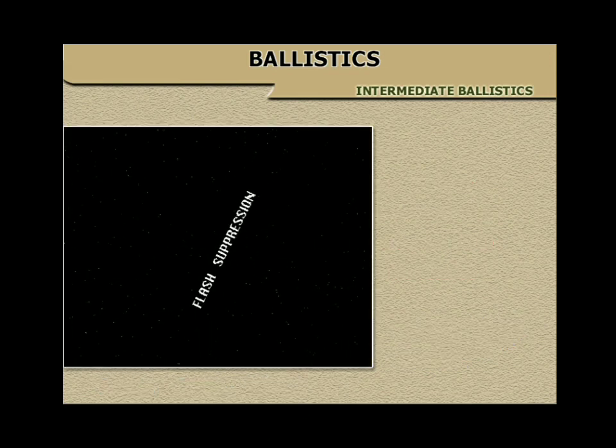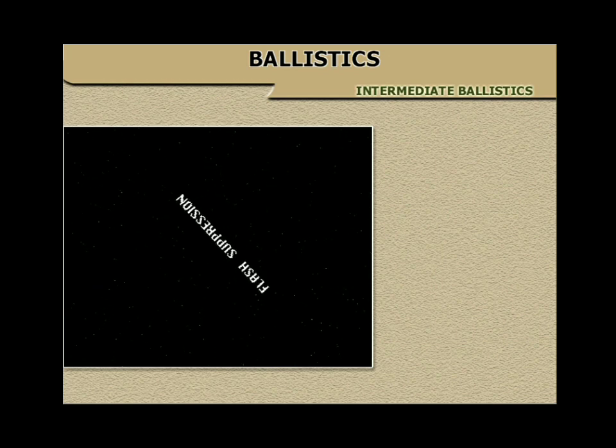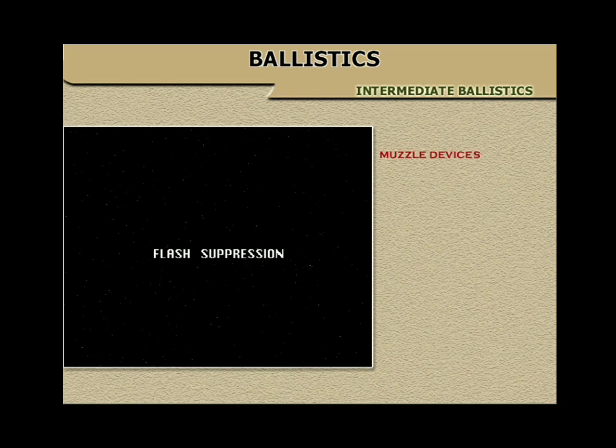Flash suppression is the process of reducing or suppressing the flash produced on firing of a projectile. The 3 methods of flash suppression are muzzle devices, choice of propellant, and propellant additives.